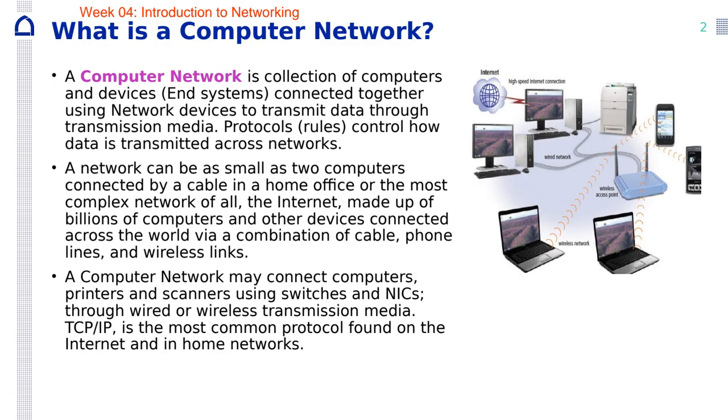Again, a computer network is a collection of computers and end devices that are connected together. They are using some sort of network media, cable or wireless, and they also use protocols. The protocols are the rules or the standards that control the transmission of data. The network can be small, like two computers forming a network, or it can be very big.